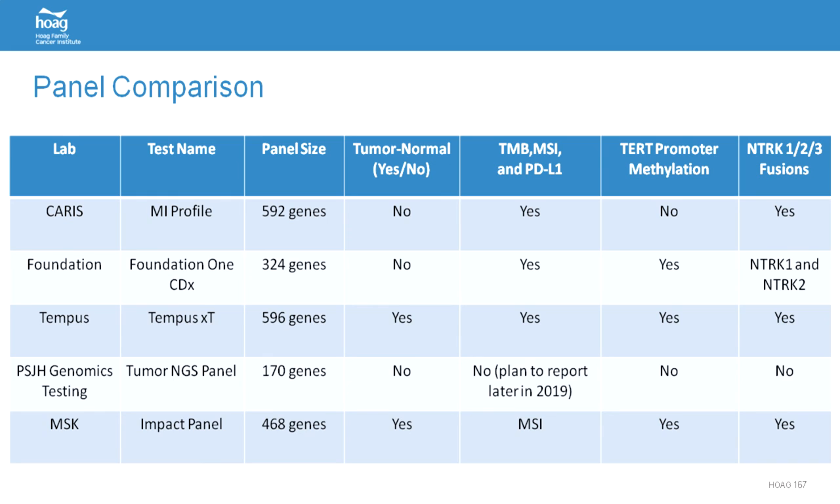Providence St. Joe's, who we are now also working with, has their own in-house panel of 170 genes, and they plan to expand that. They don't do tumor normal, and they don't cover all the fusions, but they say they're online.